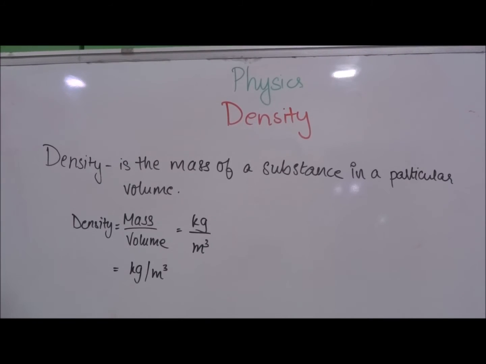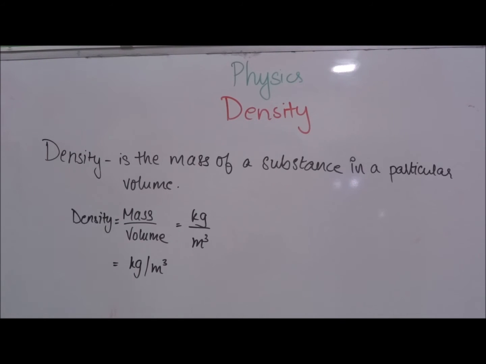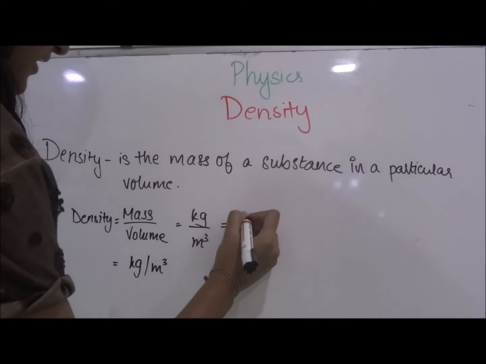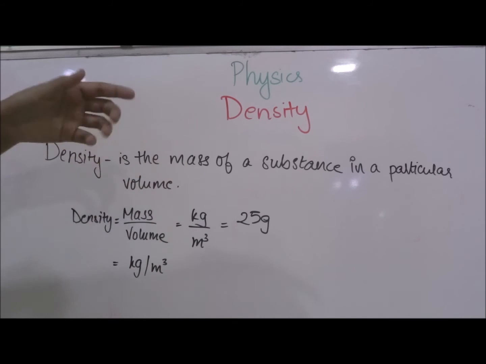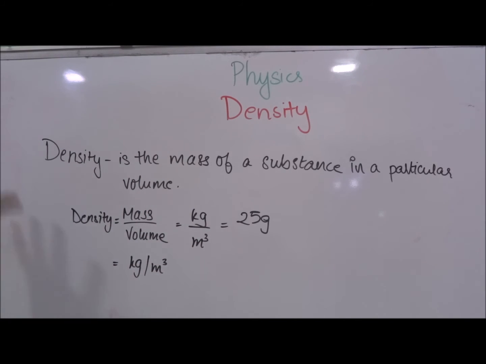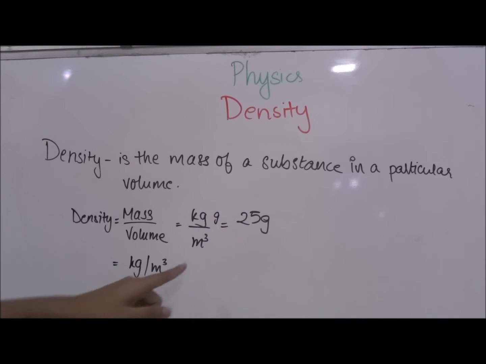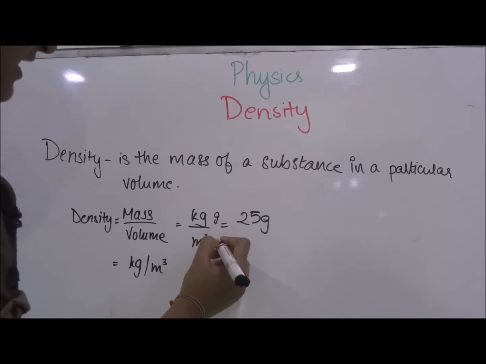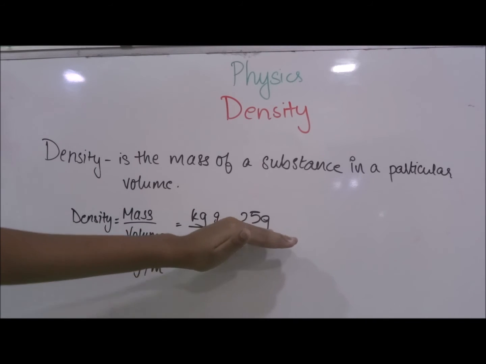Okay, so now let's find out the density of the two substances. For the glass beads, the mass of 5 glass beads together was 25 grams. Now they were very small substances, so we didn't have the mass in kg, and we didn't have the volume in meter cube. One very important thing is that 1 centimeter cube is equal to 1 ml. So here instead of using kg we are using grams, and instead of using meter cube we are using centimeter cube, that is ml.